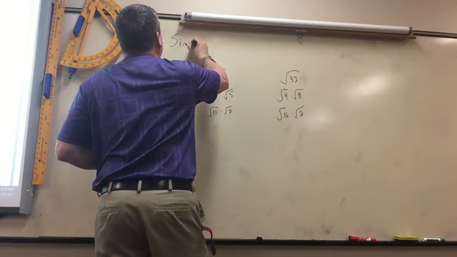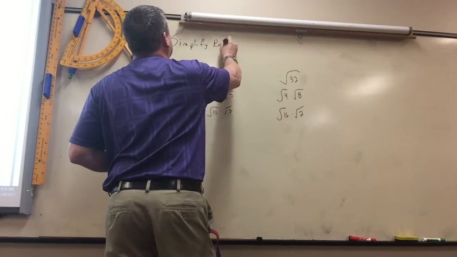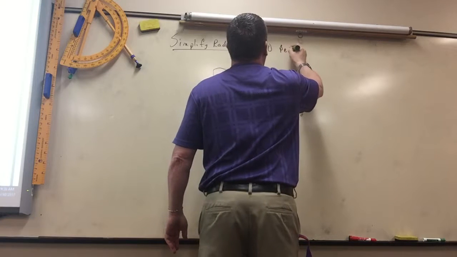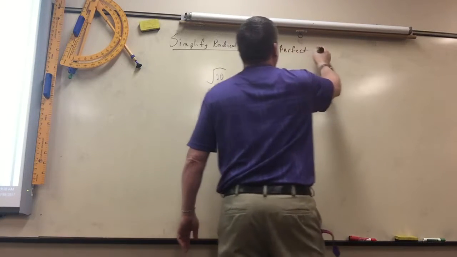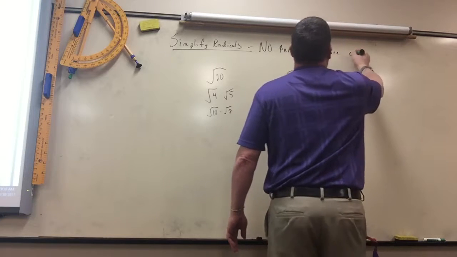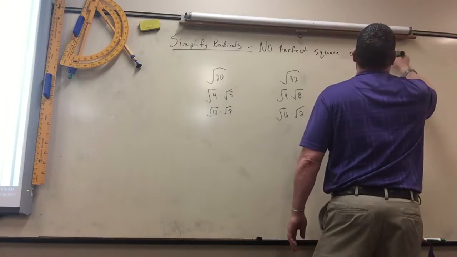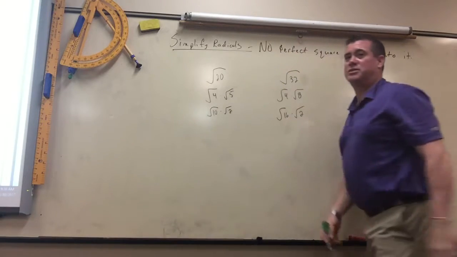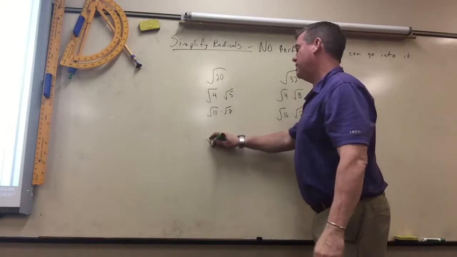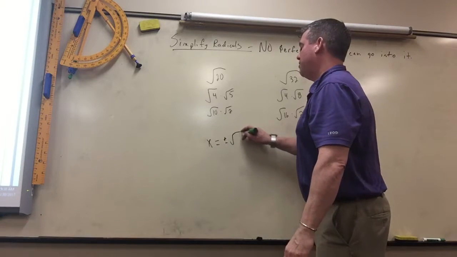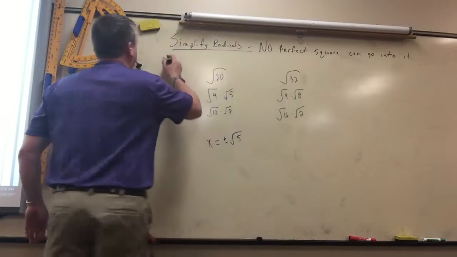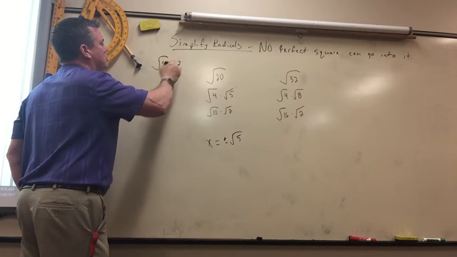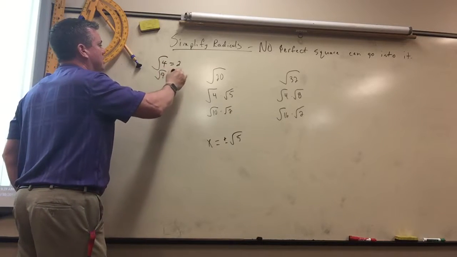In order to simplify radicals, no perfect squares can go into it. If no perfect squares can go into it, it's considered simplified. Like the one we had before when I showed you, x was plus or minus square root of 5. The perfect squares are 1, which we don't use in this. Square root of 4 is 2. We went through these already, didn't we?